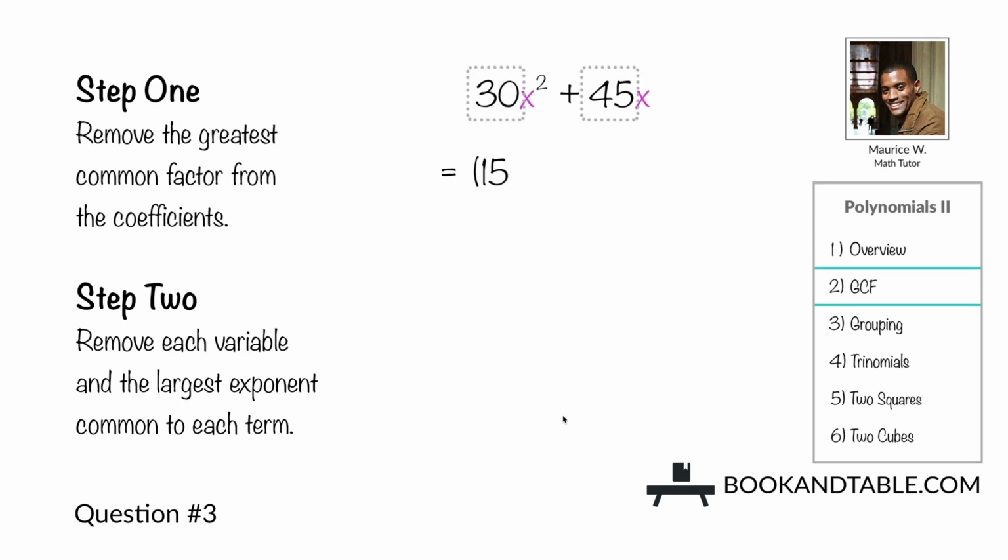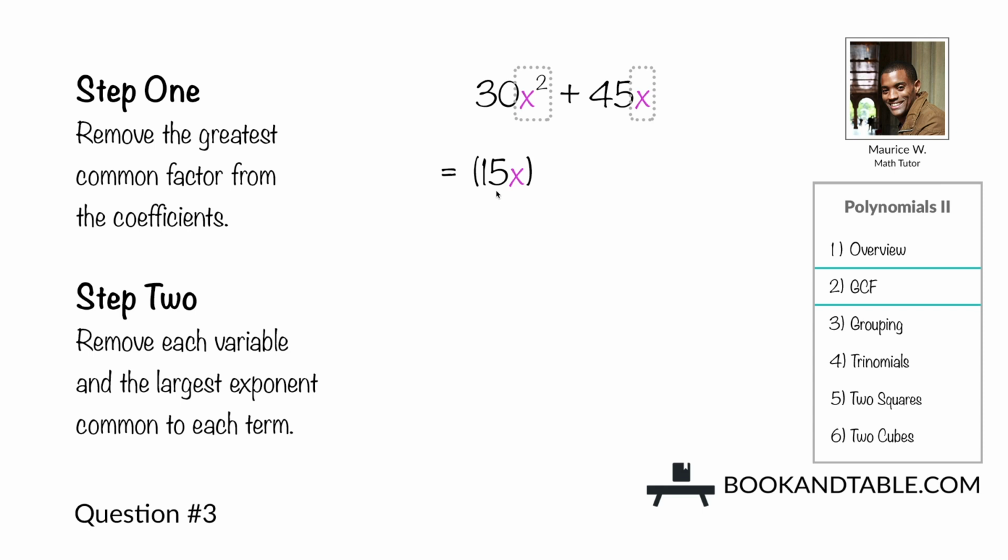Let's now have a look at question number 3. We were asked to factor 30x squared plus 45x by removing the greatest common factor. So step 1, we start by removing the greatest common factor, the coefficients, 30 and 45. And the greatest common factor of those two numbers would be 15. Again, if you weren't sure of this, you can create a prime factor tree for both these numbers.